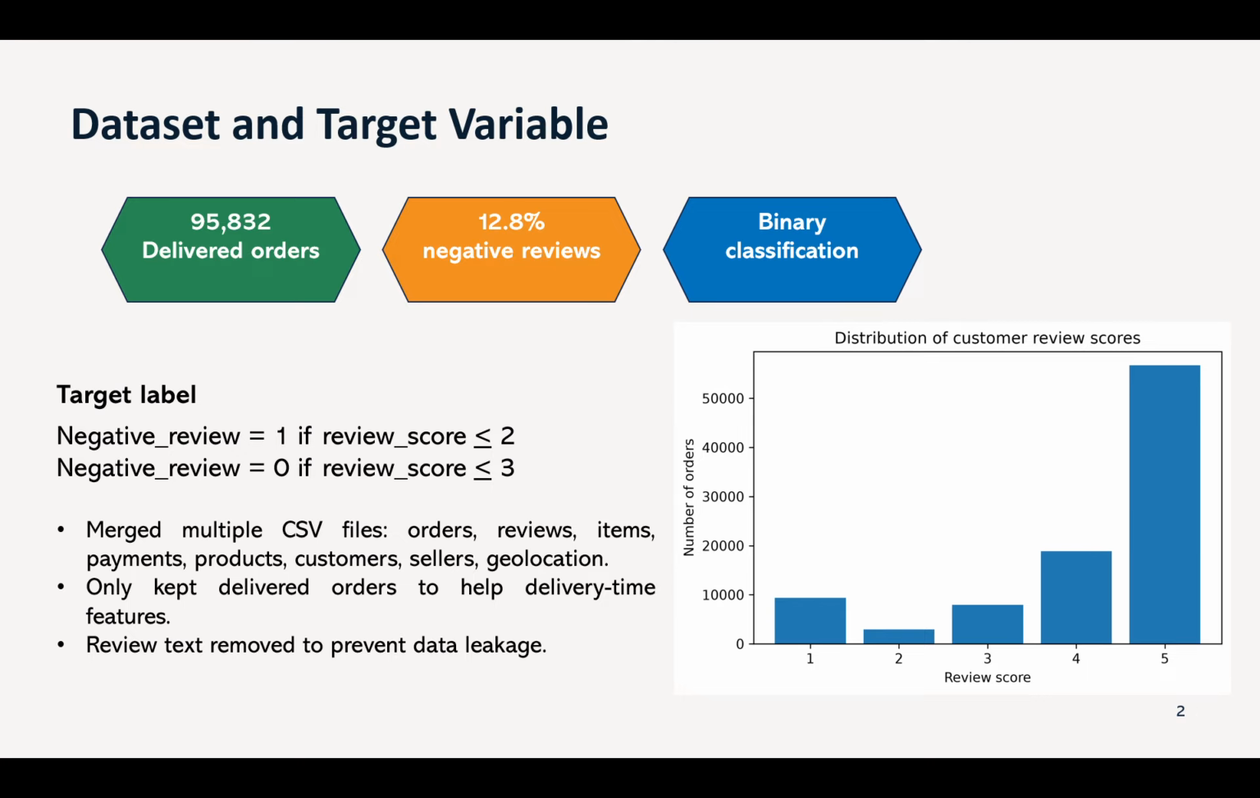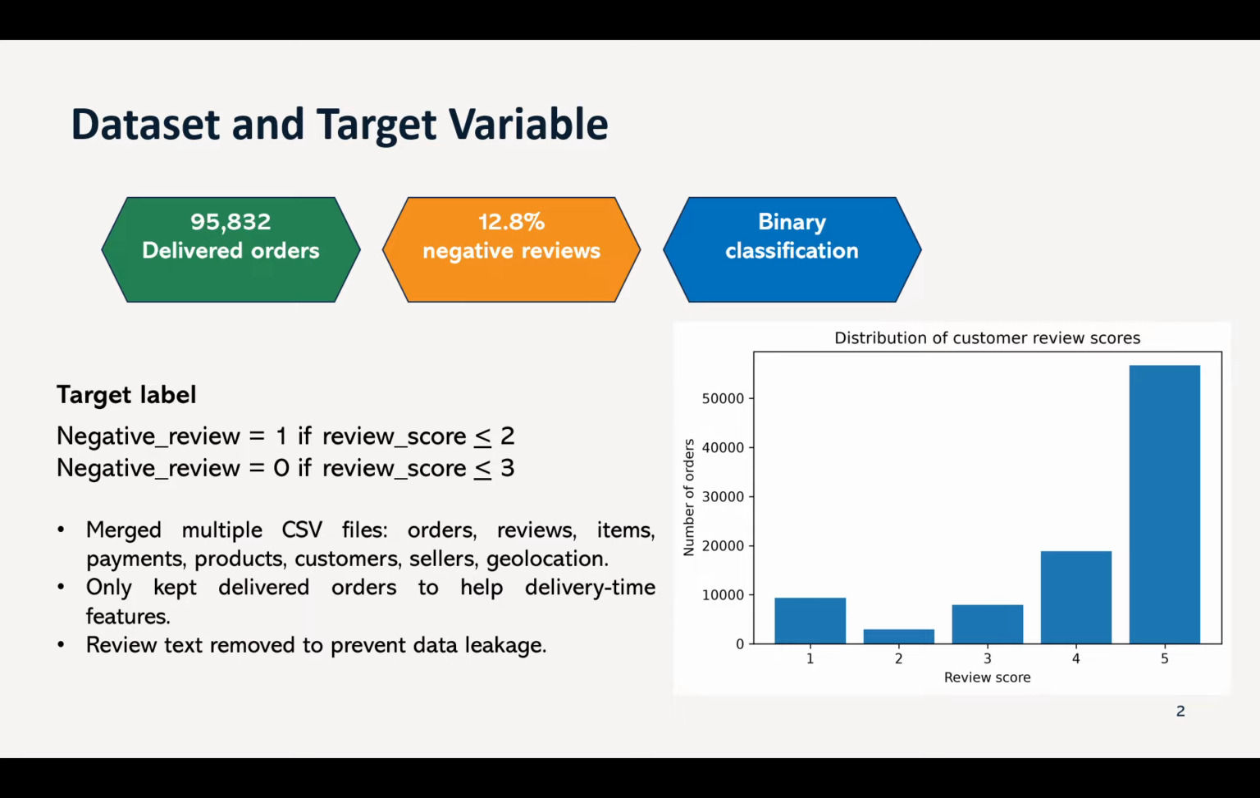Dataset and target variable. For this project, I used the Brazilian e-commerce public dataset by Olist from Kaggle. The dataset contains order information, reviews, payments, products, customers, sellers, and location data. After cleaning and merging the files, I used 95,832 delivered orders.